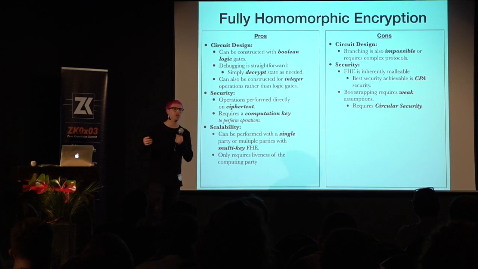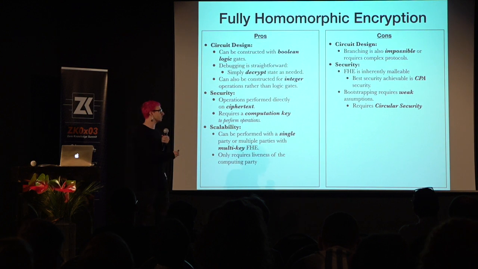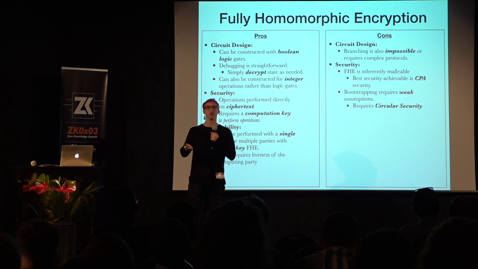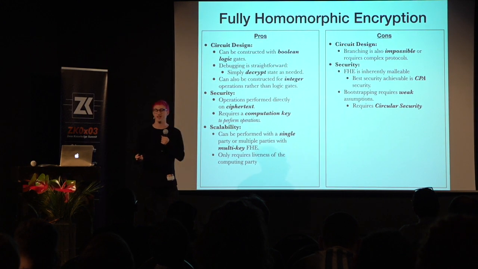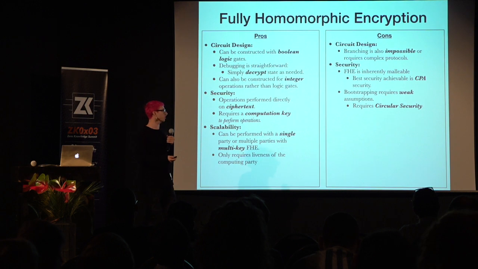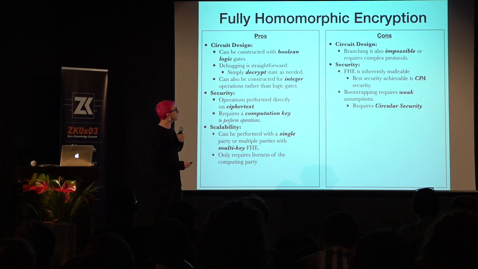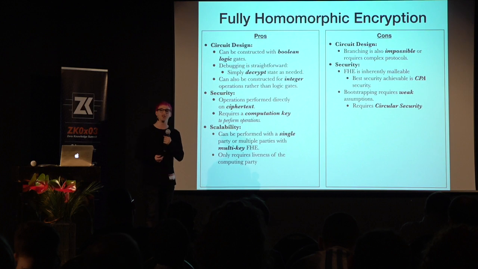A big problem with FHE at the moment is that since homomorphic encryption is inherently malleable, the best security achievable is CPA, chosen plaintext attack security. Typically what you'd want is CCA security for anything in the real world. But the highest we can achieve is CPA security. I'll get a little bit more into that a bit later. But bootstrapping, just to give a very brief overview, it gets really technical really fast.